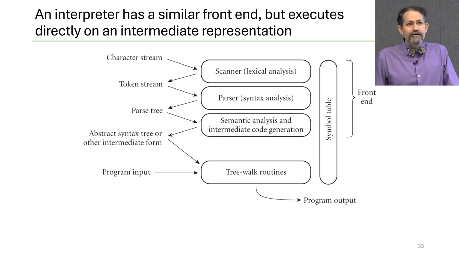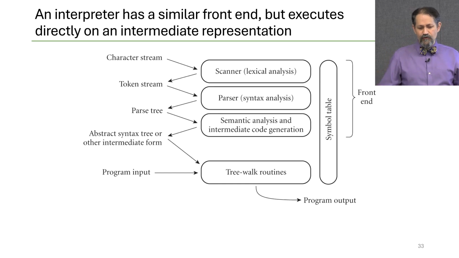If we look at an interpreter, it has a similar front end, but we're not really generating target code. And so the back end is replaced with a tree walk routine that essentially executes the program, taking program input as information along the way. Now, in both compilers and interpreters, we have some information along the side called a symbol table, which carries information about the global structure of the program. What are the names of functions? What are the names of classes or types? And it makes that information available to any stage that needs it.